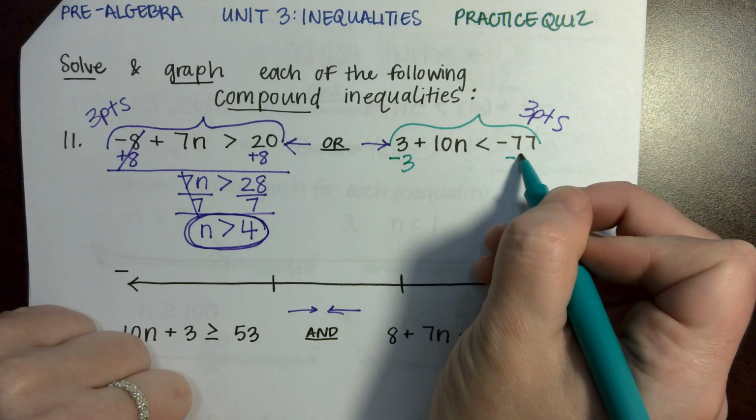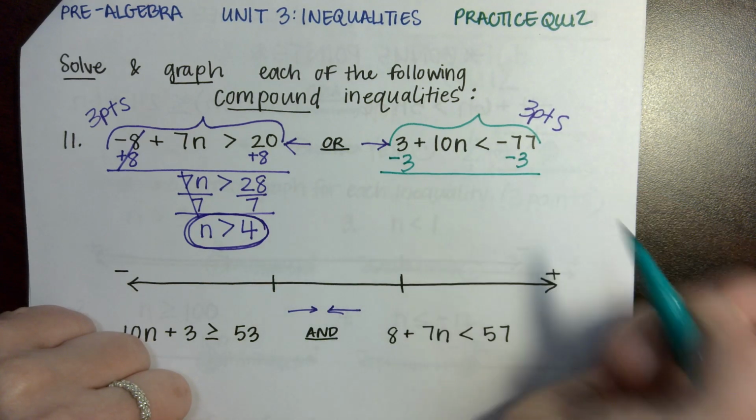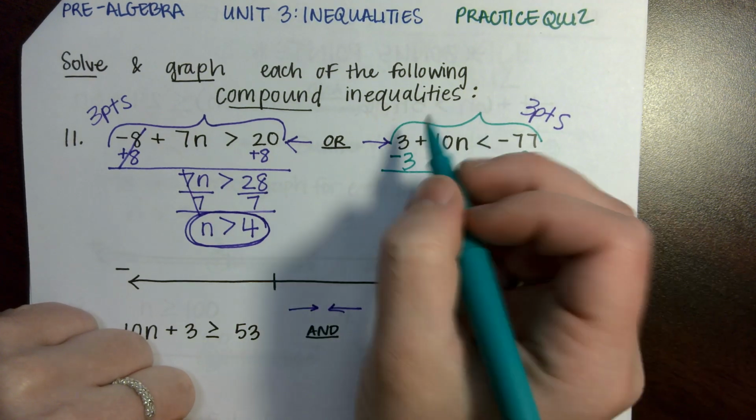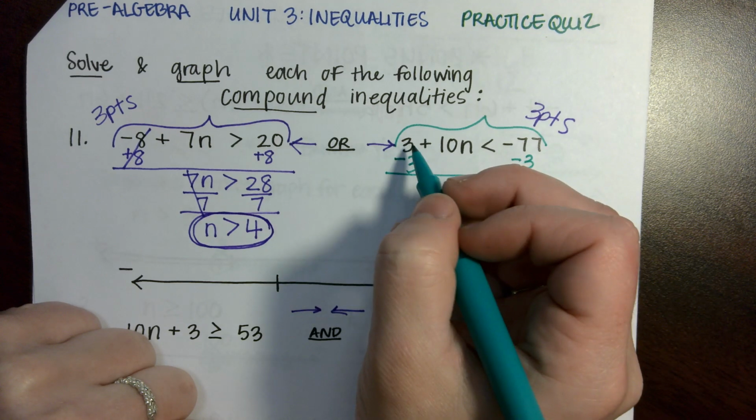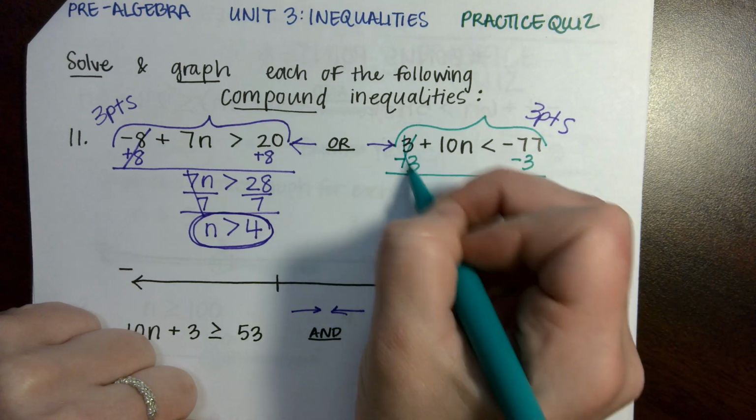Is anybody confused about why we're subtracting? Okay, good. All right, what happens next? Bring down 10n. My 3's cancel.